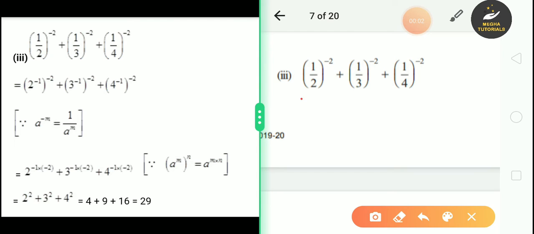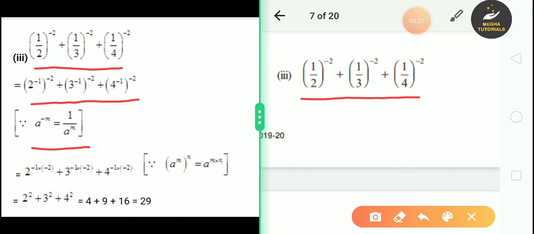Question 3: (1 upon 2 raised to minus 2) plus (1 upon 3 raised to minus 2) plus (1 upon 4 raised to minus 2). Using the law a raised to minus m is equal to 1 upon a raised to m, we can write in every bracket (2 raised to minus 1) raised to minus 2 plus (3 raised to minus 1) raised to minus 2 plus (4 raised to minus 1) raised to minus 2.